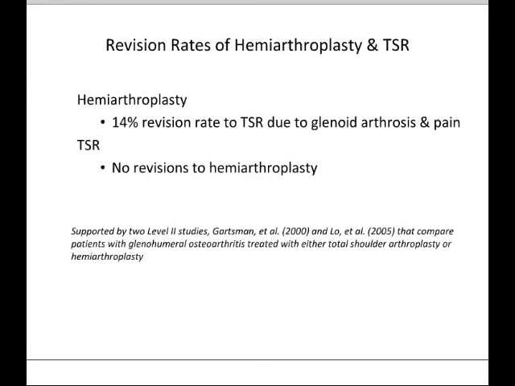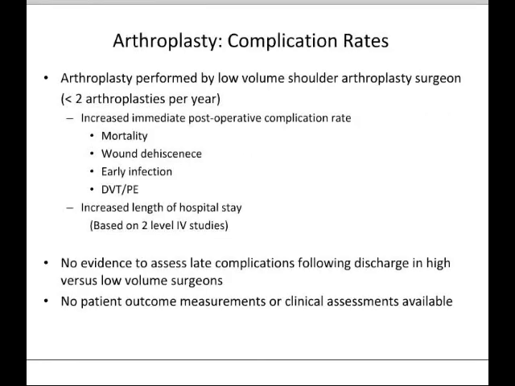The complication rates have been reported in the literature to be higher in those surgeons who do less than 2 arthroplasties a year. And that's showed increased immediate post-operative complications and increased length of stay. There's no evidence to suggest that the late complication rate is greater in the high versus low volume surgeons, and there's no patient outcome measurements or clinical assessments available for that.